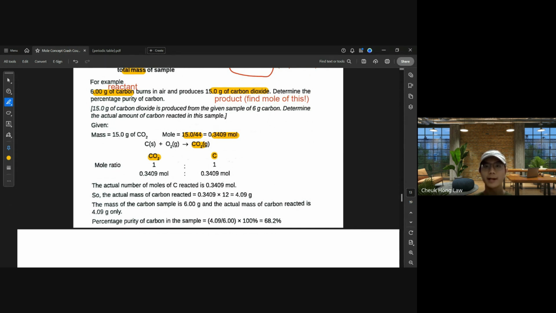Okay, then based on the actual amount is 0.3409. So for carbon, it will be 0.3409 mole. Okay, so this is the actual moles of carbon. Remember, they give you 6 grams of carbon to react, right? But actual moles is 0.3409 mole. Okay, so now I can find the actual mass of carbon reacted.